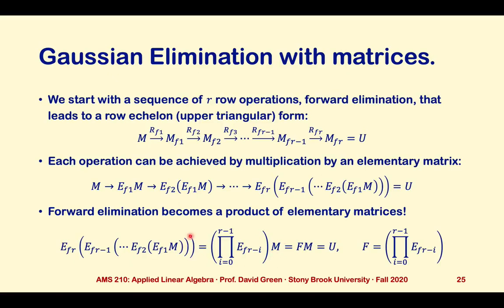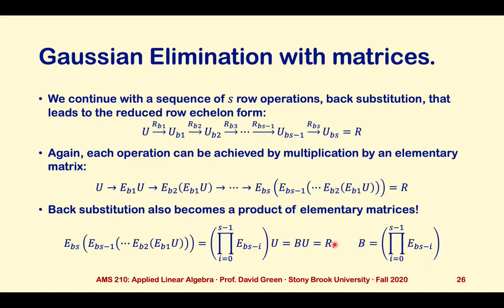We can also conceptually simply replace this big product with another matrix. It's just a product of matrices. It gives another matrix, and we call this F to represent the matrix representing forward elimination. And what that gives is really all of these steps of Gaussian elimination can be encapsulated in one matrix F. F times M gives us our upper triangular form.